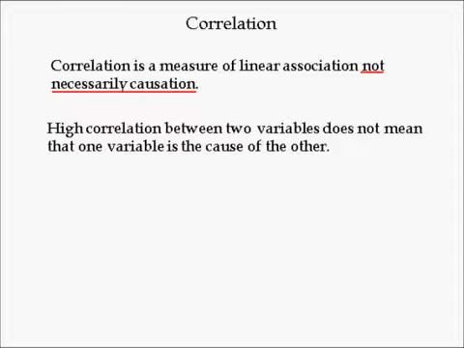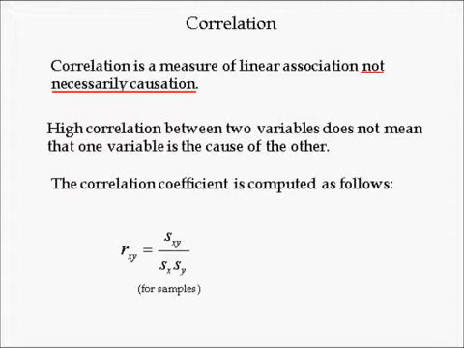For example, hot dog sales at football games and the football team's winning percentage are highly correlated. This does not mean that the team will win more games if you sell more hot dogs at home games. A high winning percentage increases attendance, and high attendance increases hot dog sales. So winning percentage is the cause of attendance, and attendance is the cause of hot dog sales.